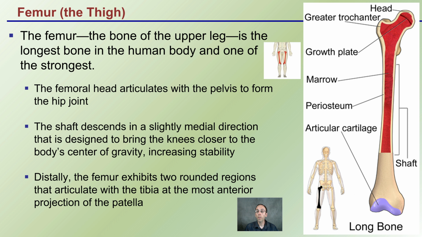So a lot of these bones, while they may look perfectly straight, are not that way on purpose, to help with the basic geometry for maintaining stability or increased strength. Distally, the femur exhibits two rounded regions, so that's the farthest point down here, and they articulate with the tibia and the most anterior projection of the patella, and that's getting into that knee region.